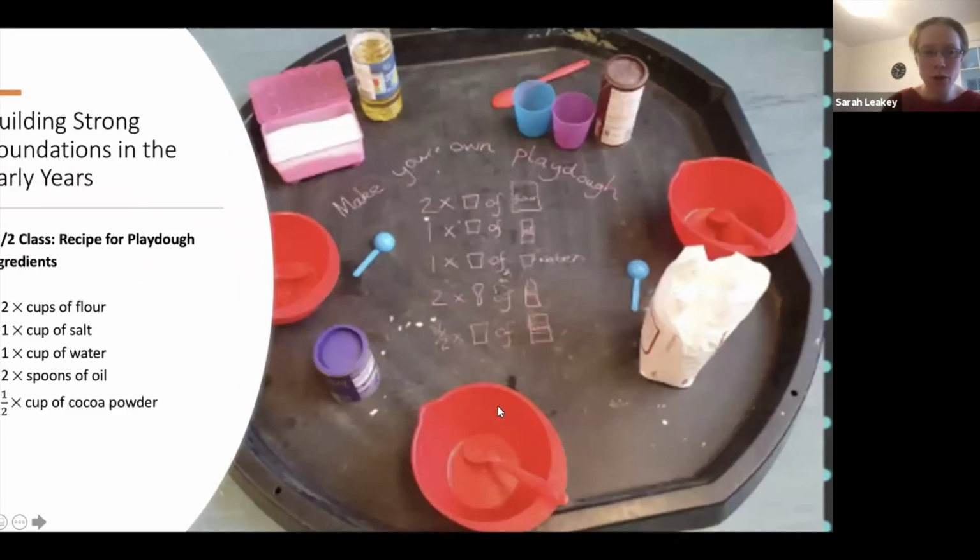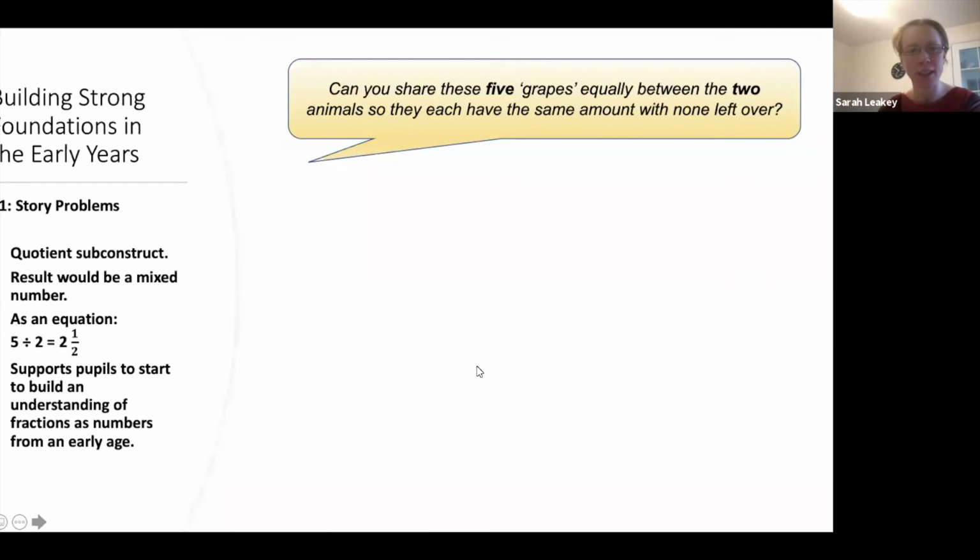Again, this was a P1-2 class. The teacher had written out a recipe for Play-Doh. The pupils could come over and make this independently. So the unit of measure here is this cup, and then everything is referred to in relation to that cup. So they're starting to see the notation. They may not understand that, and that's fine, but they're beginning to get exposure to it. 1/2 of a cup. So this is that same problem that we had before, but we're now in a P1 class.